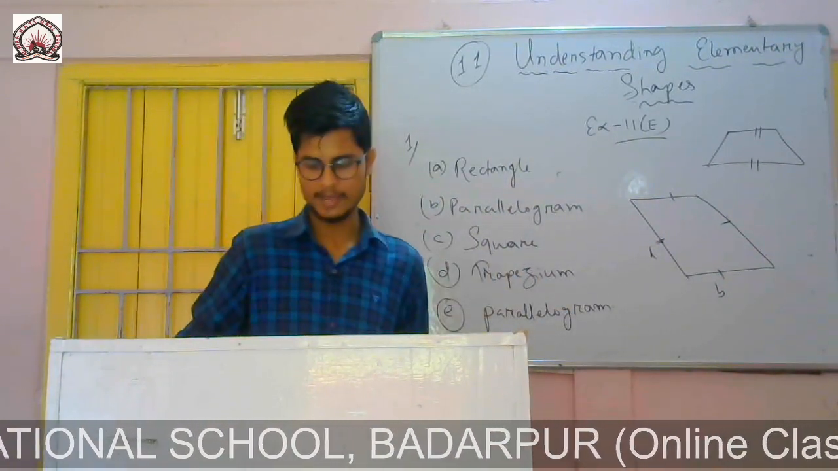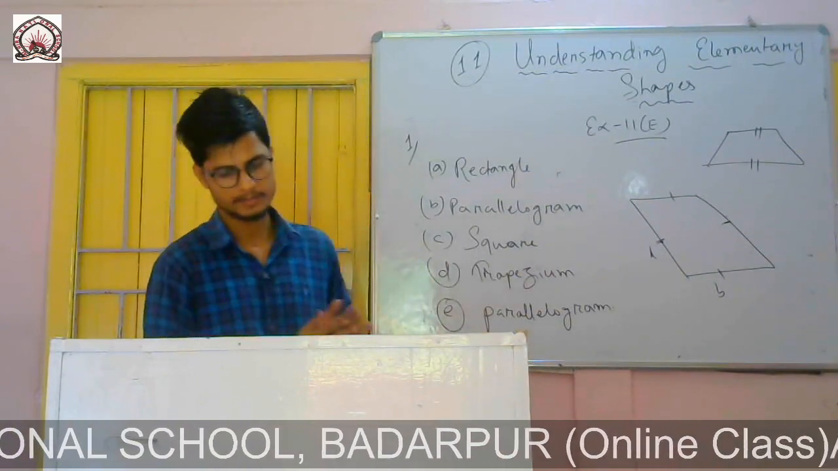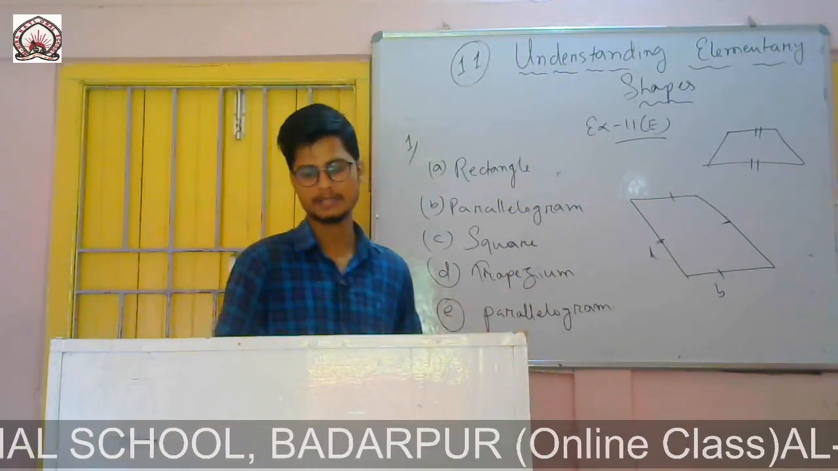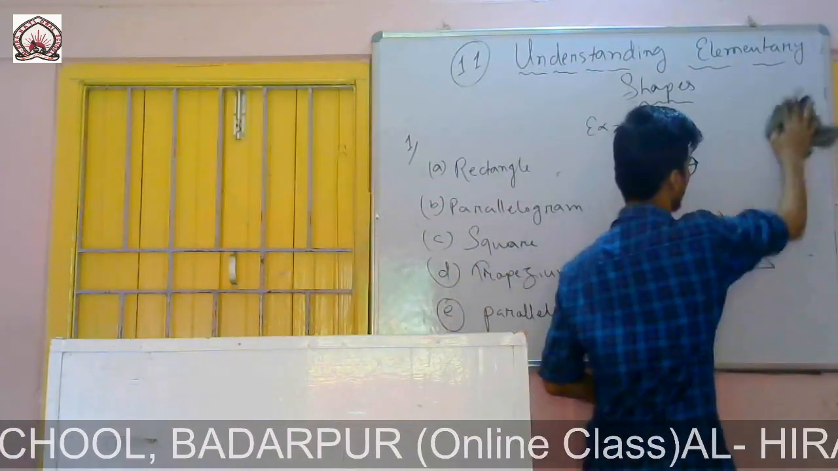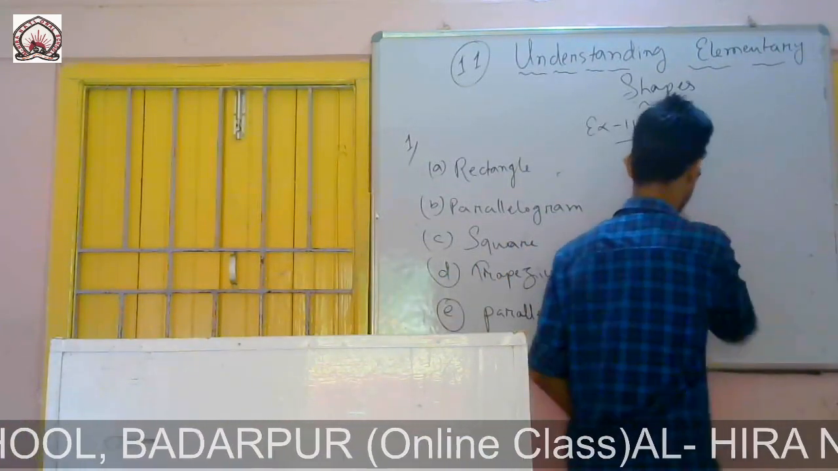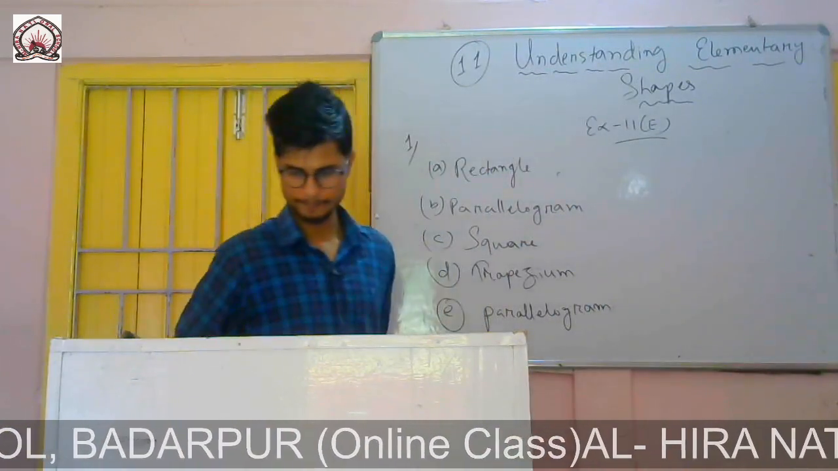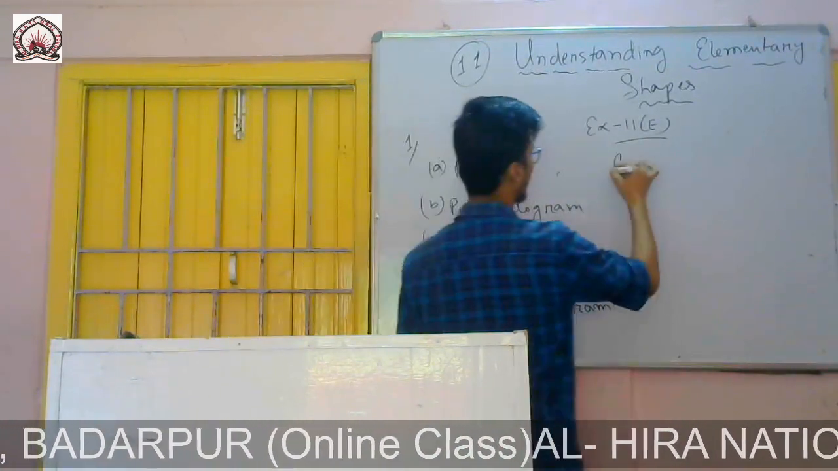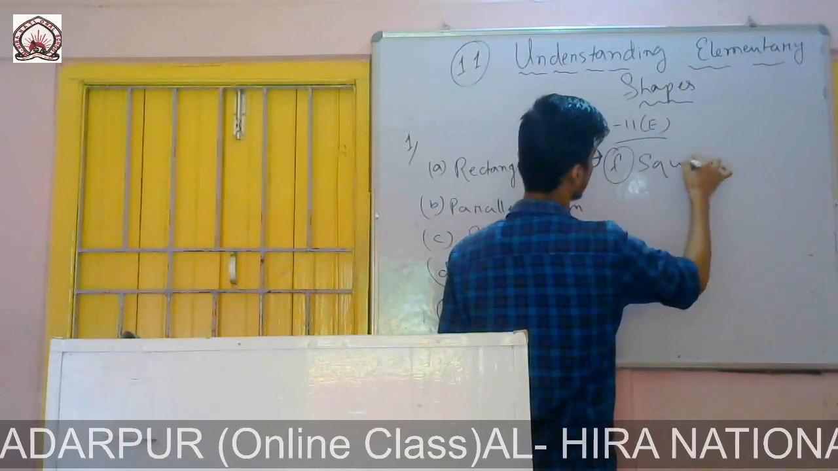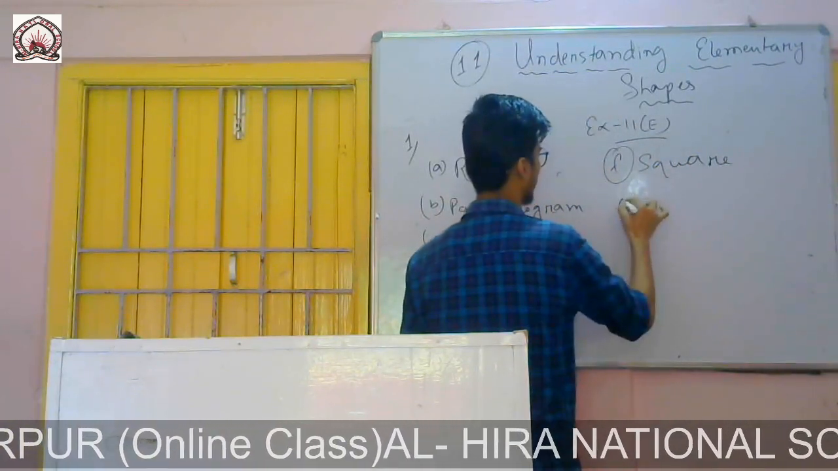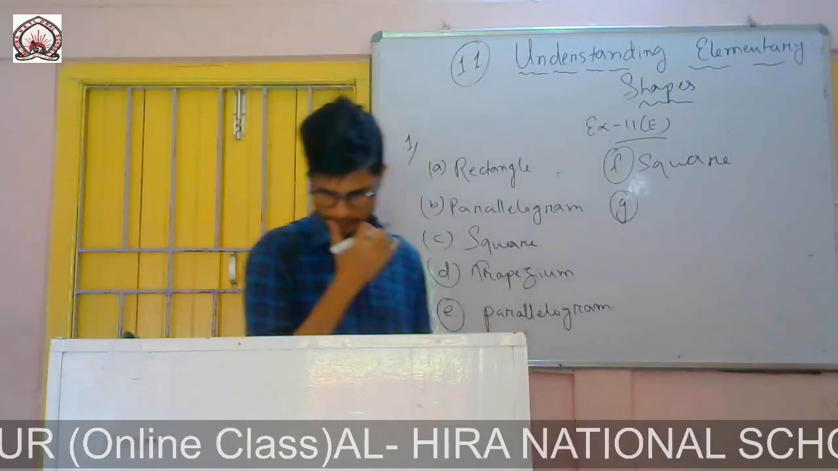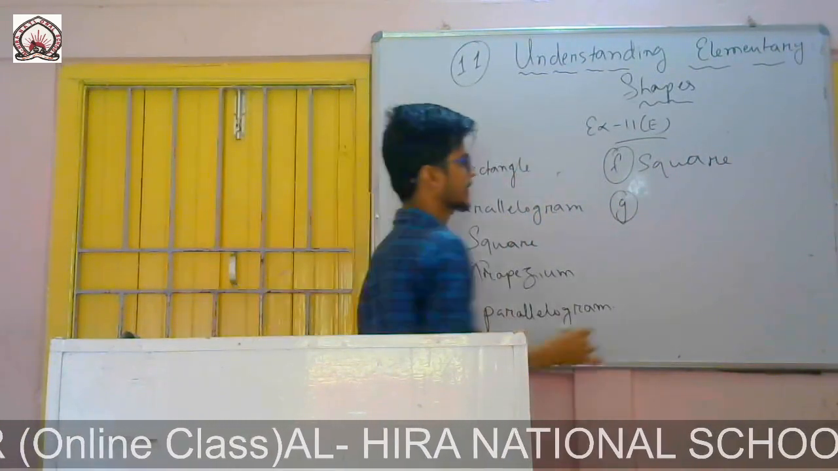Then next one, F. It is a square. Simply, all the sides are equal and the angles are 90 degrees. So it is a square. Then G, you see it is a rectangle.